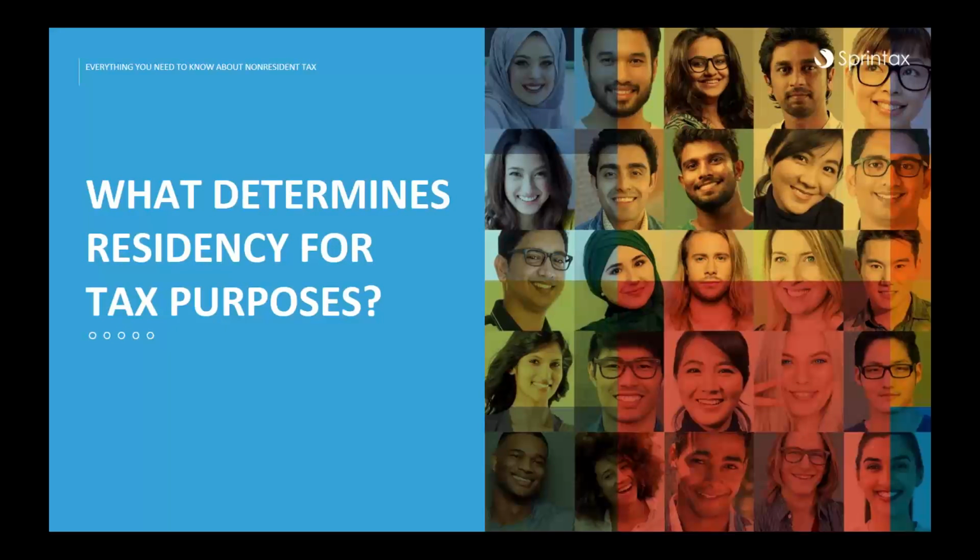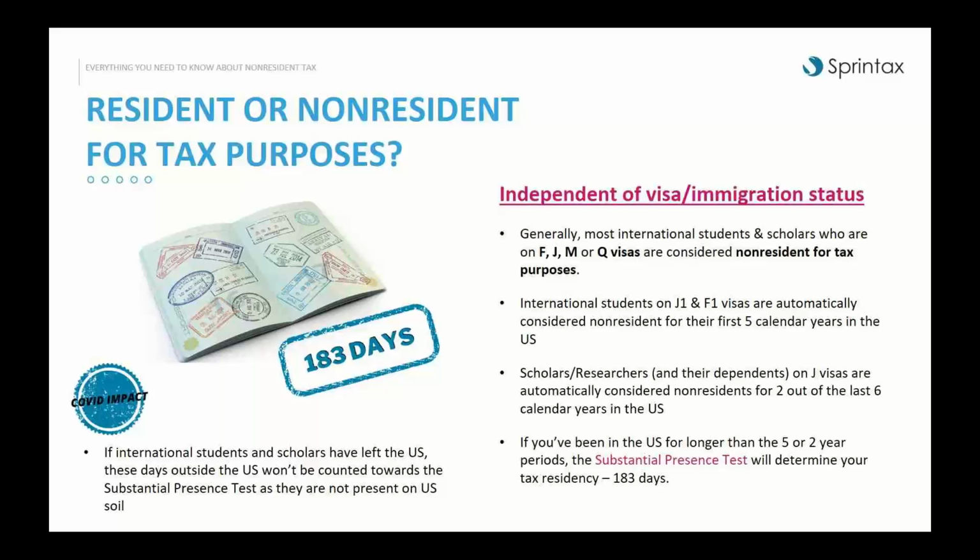A topic that can definitely tend to confuse a lot of international students and scholars is residency for tax purposes. So I'll break it down a little bit for everyone now. The first important thing to mention here is that residency for tax purposes is independent of your visa or immigration status. Generally, most international students and scholars who are on F, J, M or Q visas are considered non-residents for tax purposes.